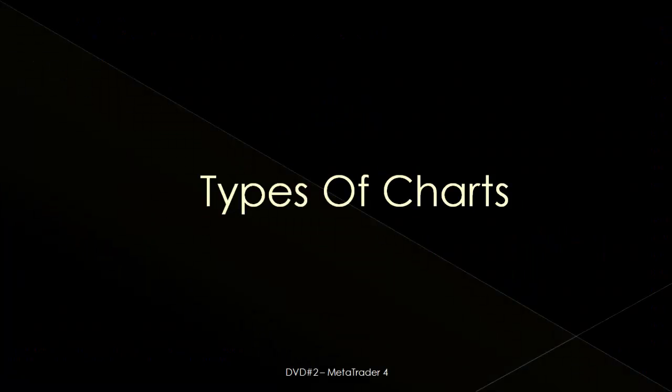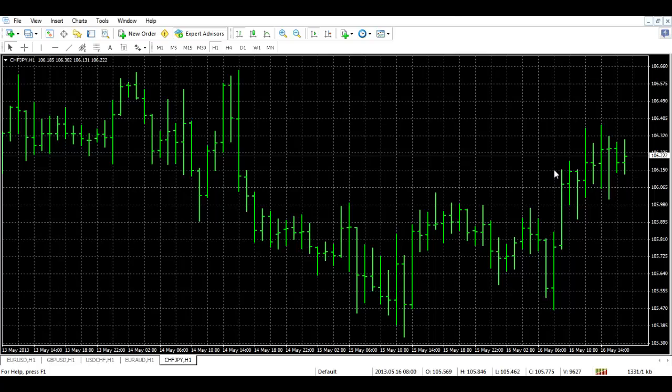Types of charts. The MetaTrader 4 platform has 3 available chart types. As you can see here on the top menu, I've got 3 different icons here. The first one is the bar chart. Next to that, we've got the candlesticks. And next to that, we've got the line chart.